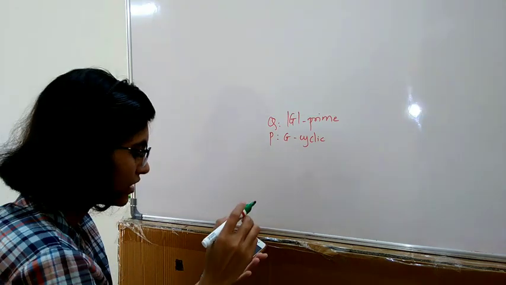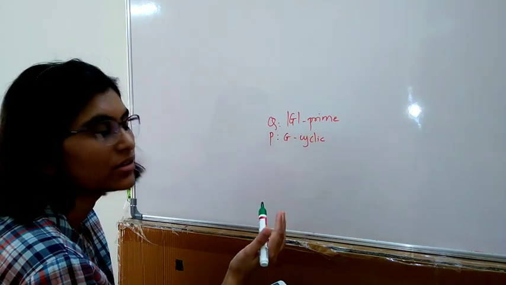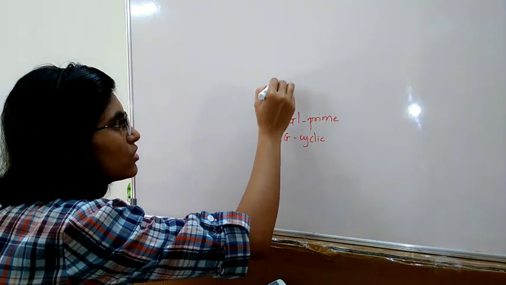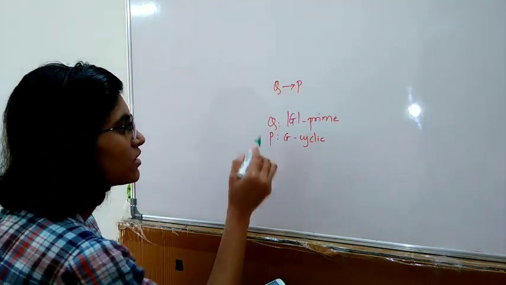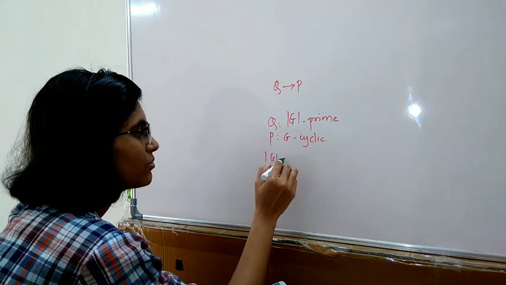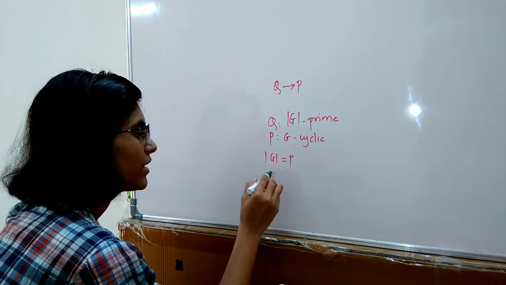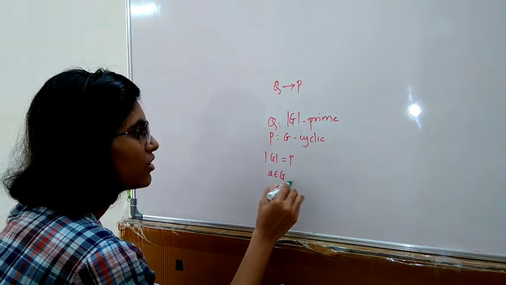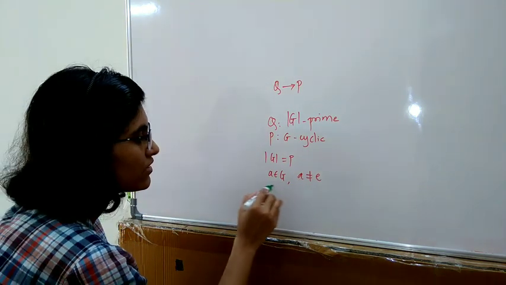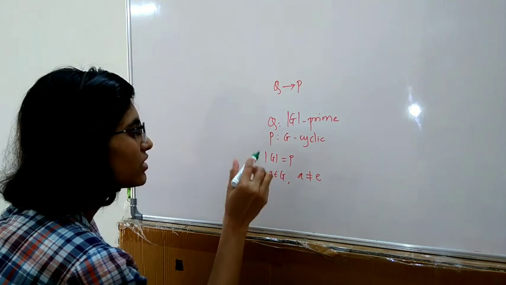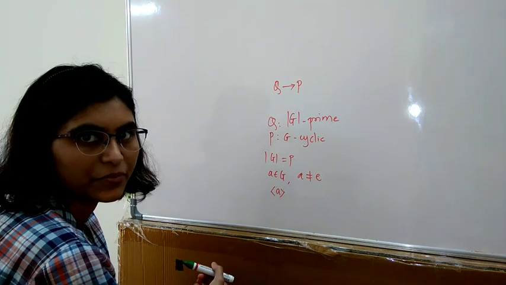So here, suppose we have a group of prime order, then it is always cyclic. That means Q implies P is always true. Why? Because suppose the cardinality of G is p, where p is a prime. Now take any element a belonging to G which is not equal to identity. If we choose this element from G, then look at the subgroup generated by a.